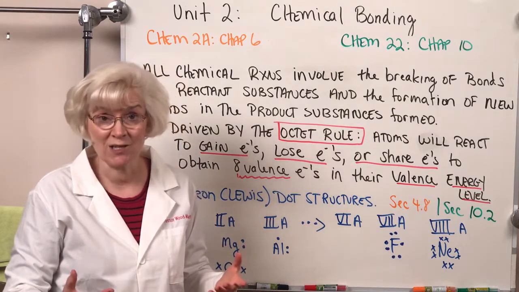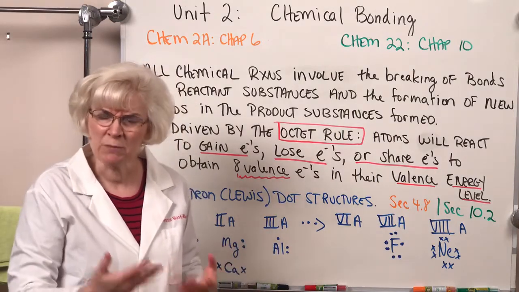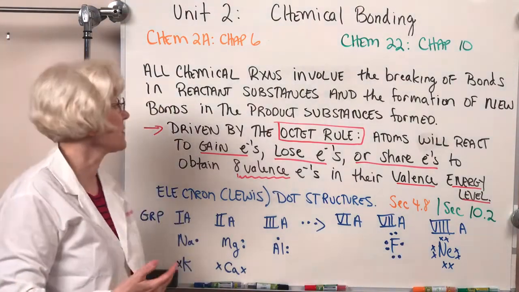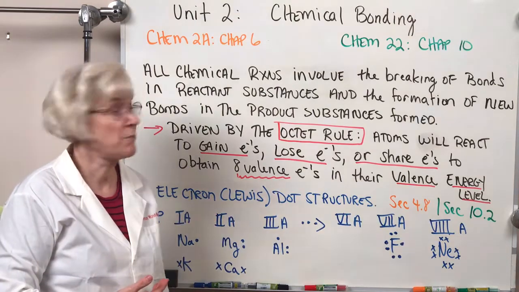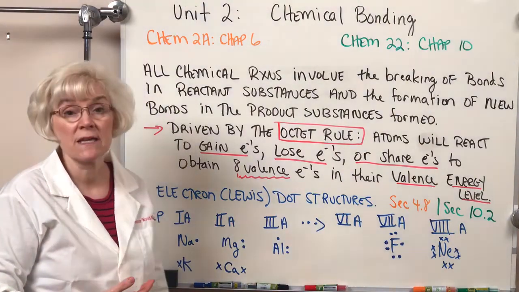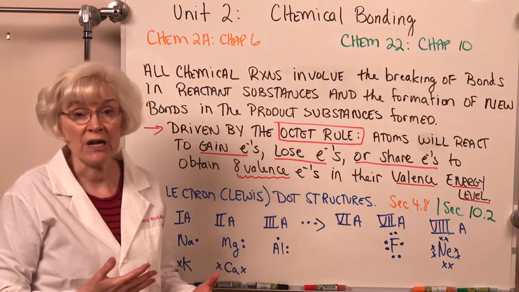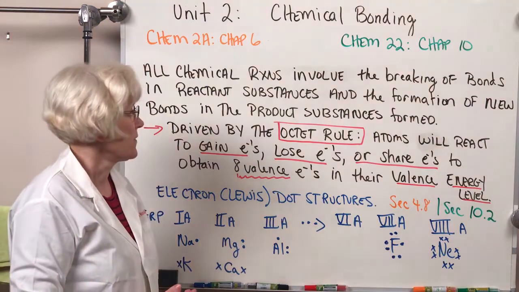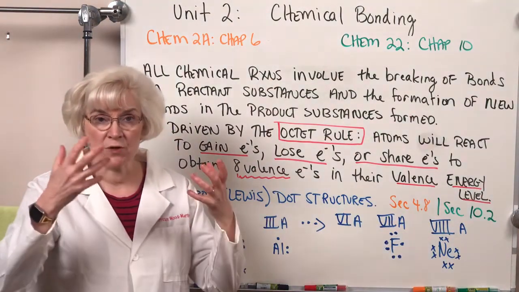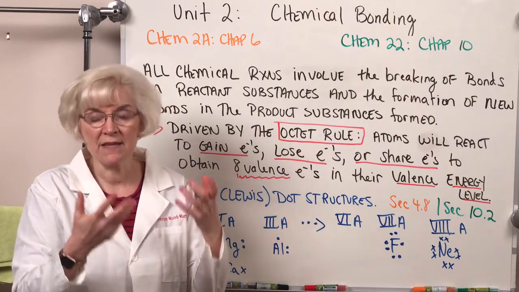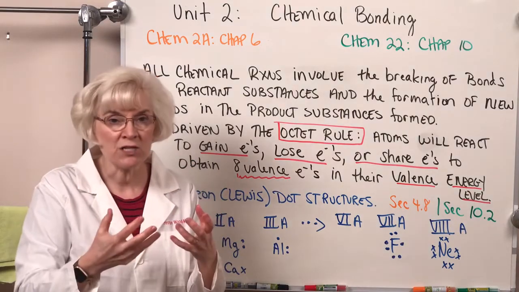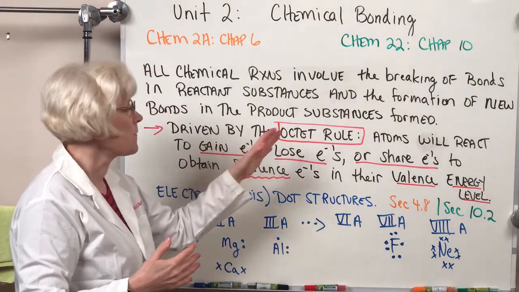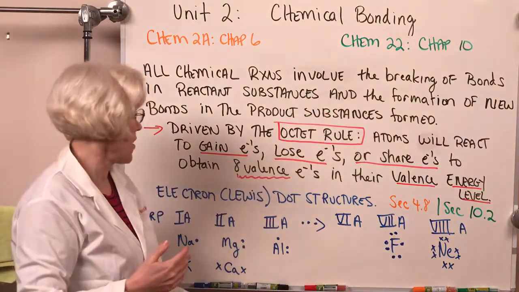Why do chemical reactions occur? What's driving them, causing them to happen? So as I put up on the board, all chemical reactions involve the breaking of bonds in reactant substances and the formation of new bonds in the products that are formed from the reaction. Right? So change is happening. Atoms are breaking the bonding arrangement that they are in as reactants. Rearrangement is going on. And then we have new chemical bonds being formed as products are forming.